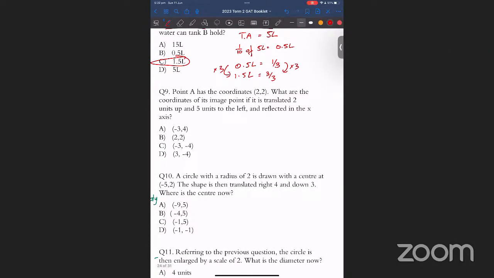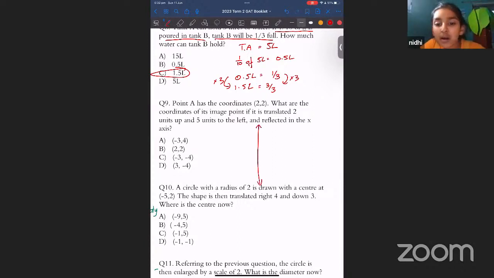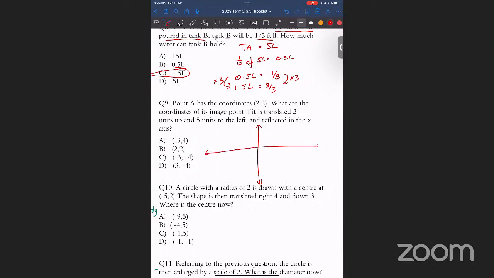Point A has coordinates (2, 2). What are the coordinates of its image point if it's translated 2 units up and 5 units left and reflected across the x-axis? Do we use the Cartesian plane here? Yes, we use the Cartesian plane. So let's start off by plotting (2, 2). So 2 and 2, we have the x right there.